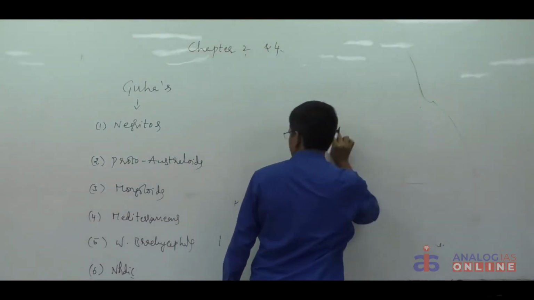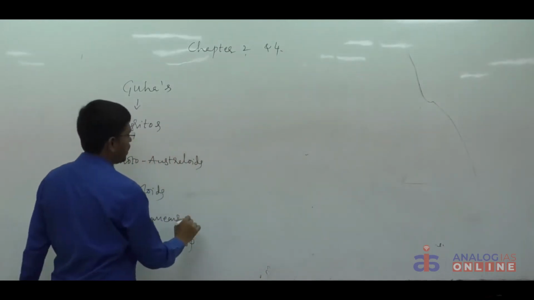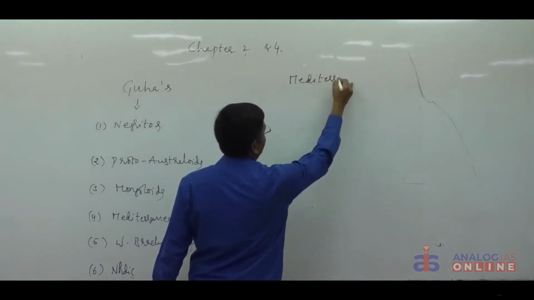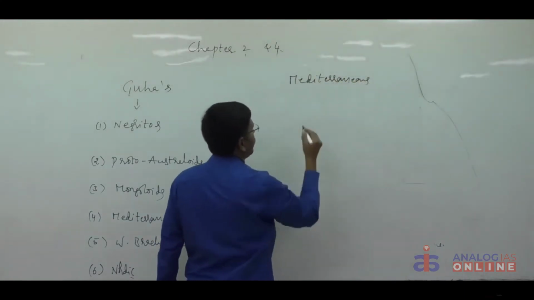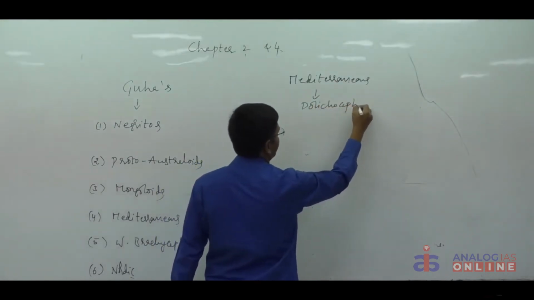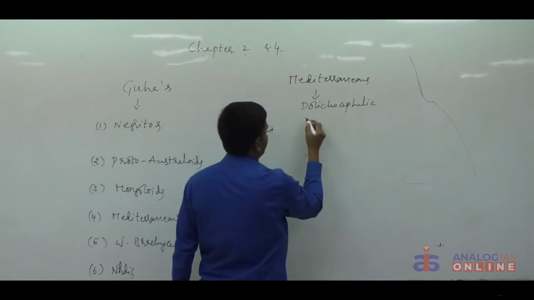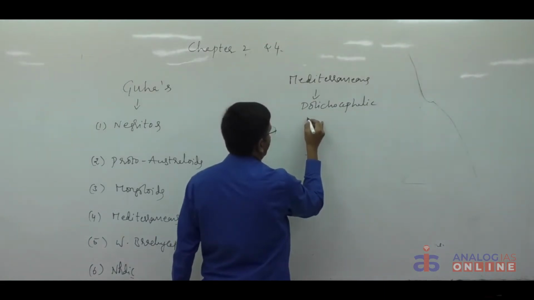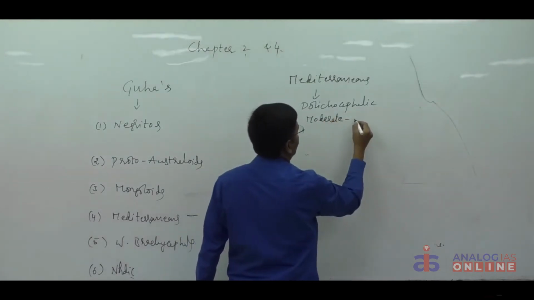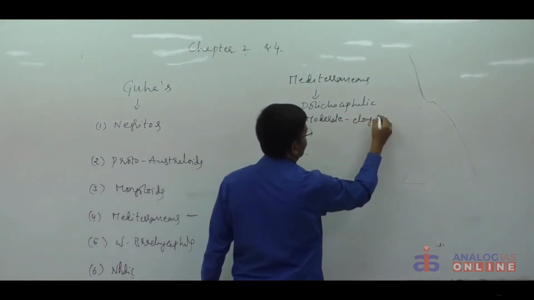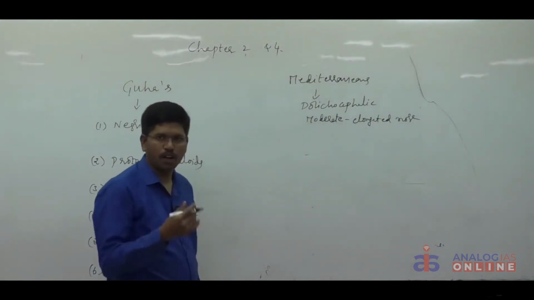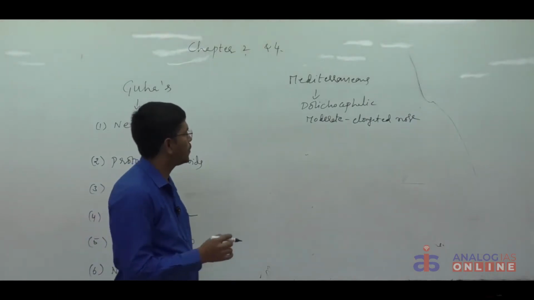The next element is Mediterranean element. With respect to Mediterraneans, they have dolichocephalic head, and mainly moderate to elongated nose, but mainly elongated nose, that means long and narrow nose, that is called leptorrhine nose.